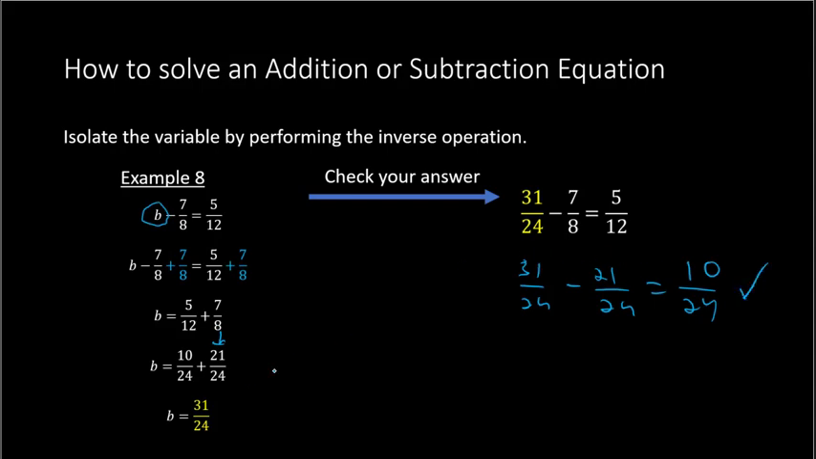So we verified that 31/24 is our solution, and if you want, you could rewrite this as a mixed number. You divide 31 by 24. 24 goes into 31 one time with a remainder of 7. The remainder you can write as 7 over the 24. So your solution is 1 and 7/24, or 31/24.